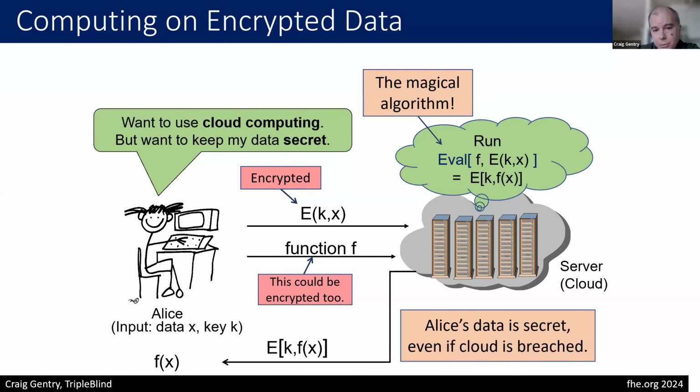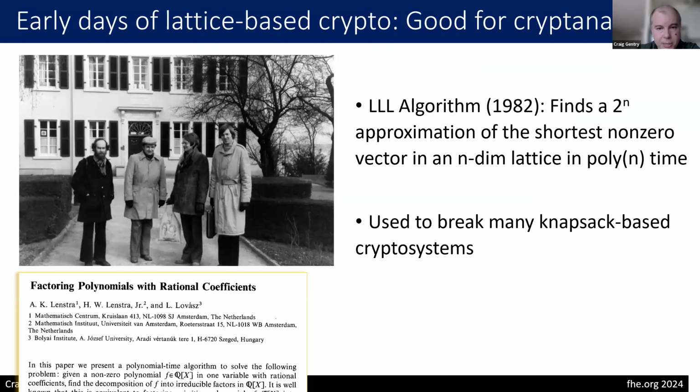Rivest, Adleman, and Dertouzos had this idea, well, like 45 years ago now. But it took a while to realize it. Meanwhile, there was something being invented called lattice-based cryptography. Back in the 1980s, it was known as knapsack-based crypto systems. But these guys here, Lenstra and Lovász, invented the LLL algorithm, which is a lattice reduction algorithm, which broke basically all of these lattice-based crypto systems.